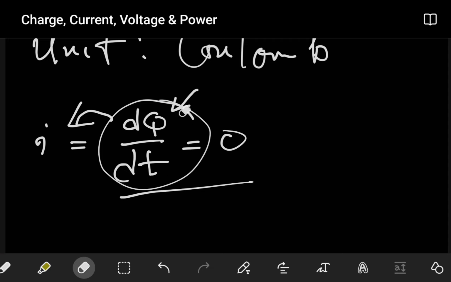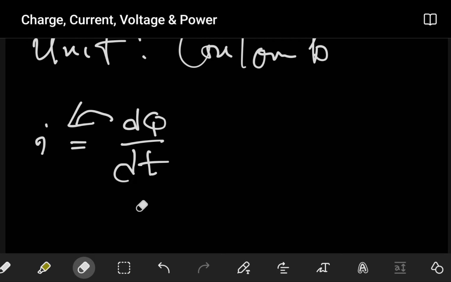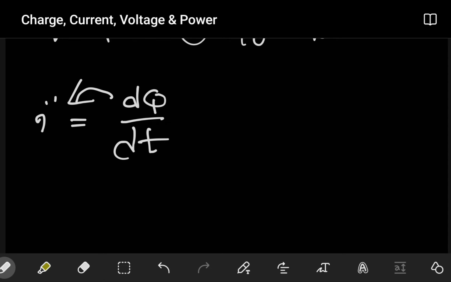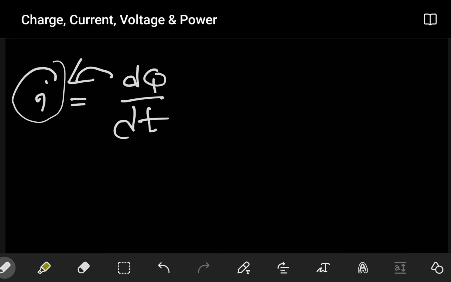So in this case, generally, the rate of change of charge with time is what we're considering as current. Here, of course, we're going to use small letter i to mean AC current, alternating current, current that changes with time. And we're going to use capital I to mean DC current, current that does not change with time.